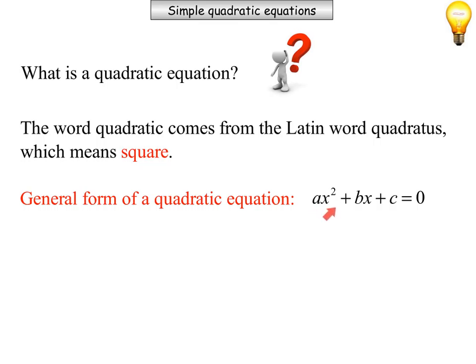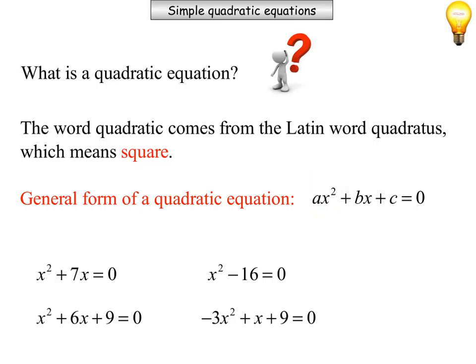So we need to have something in front of the x squared. It can't be 0, but it can be anything else. Sometimes it'll have something with an x, sometimes it'll have a constant term. It doesn't necessarily have to have those two, but it does have to have a power of 2 in the expression.